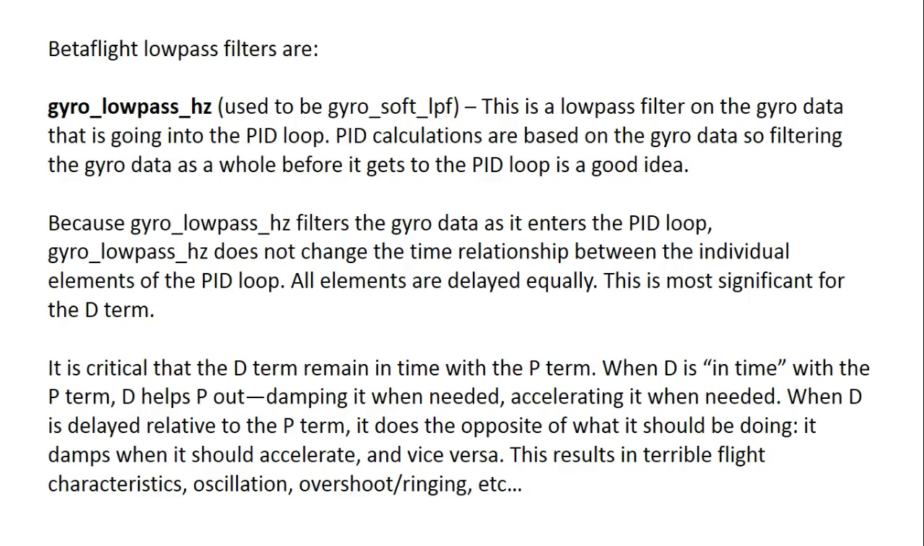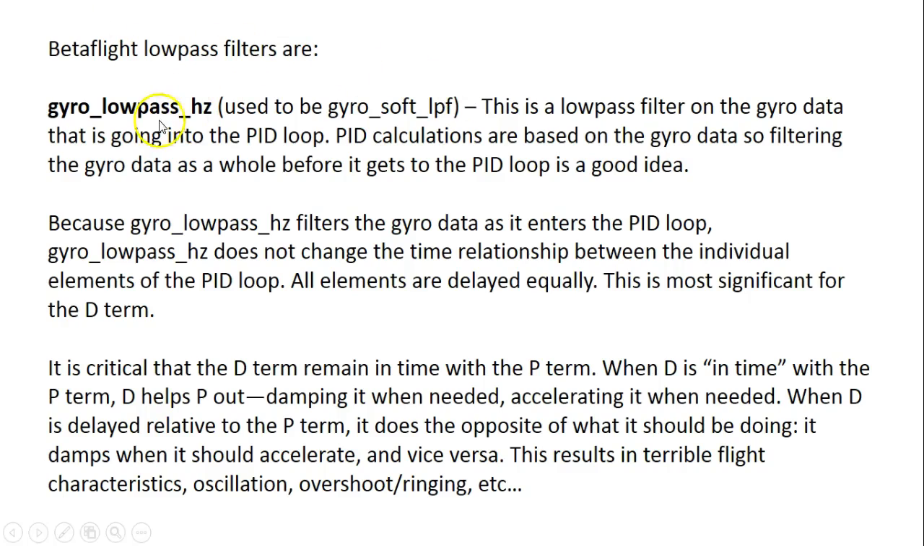Gyro low-pass hertz then further filters that before the data goes into the PID loop. And since the PID calculations are based on the gyro data, filtering the gyro data before it gets to the PID loop is a good way of preventing the PID loop from seeing the noise that we don't want the PID loop to be thinking about at all.